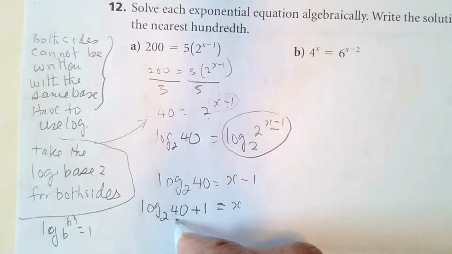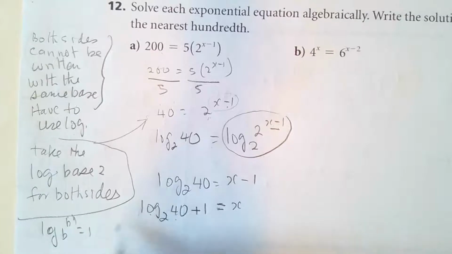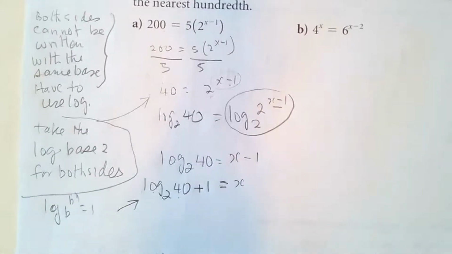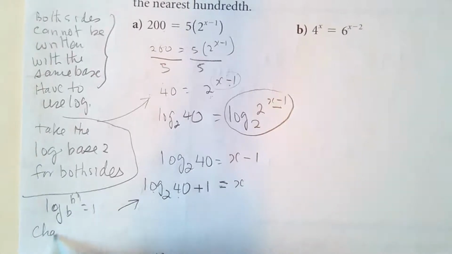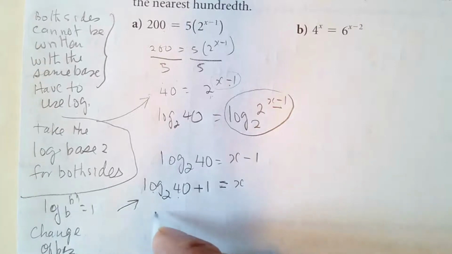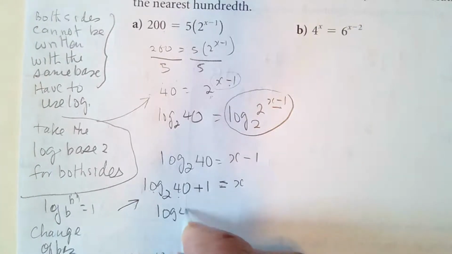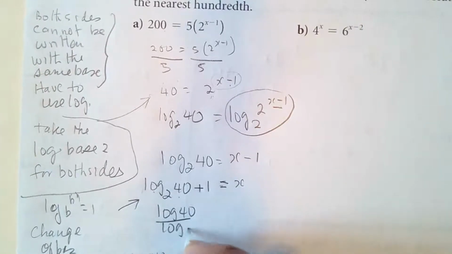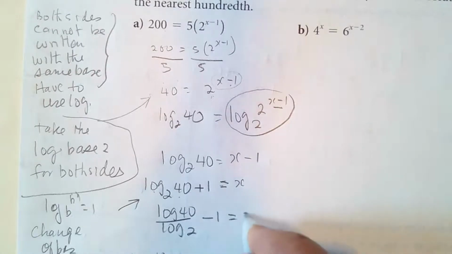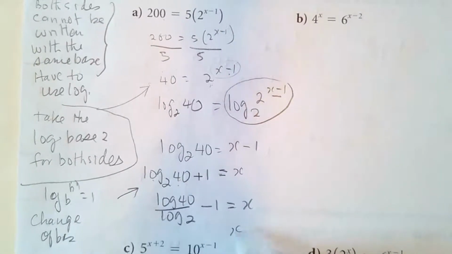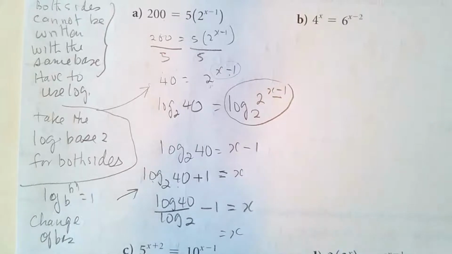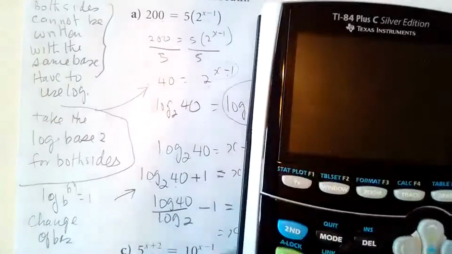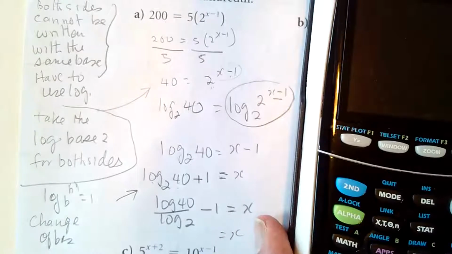Now we'll have a change of base formula here. So we use change of base. So now we apply change of base. It becomes log base 10. So we have log 40 over log 2 minus 1 is equal to x. And so x is going to be equal to, use your calculator in this case here.